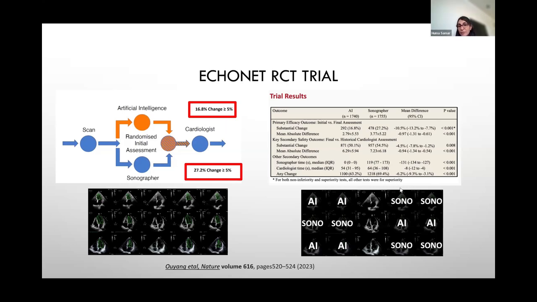And there was also definitely a time saving for the sonographer if they don't have to do manual measurements, but also a time saving for the cardiologist, who just had to tweak the images that were done by the AI, much less than they had to do with the images that were done by a sonographer.